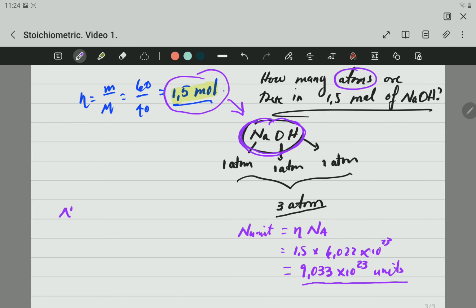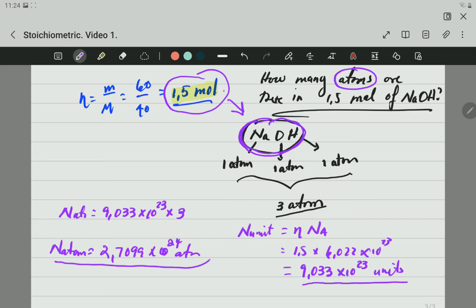So all I have to do is to multiply this number by 3. So number of atoms will be equal to 9,033 times 10 to the 23 multiplied by 3. And that is going to be equal to 2,7099 times 10 to the 24 atoms. This is the number of atoms in total.